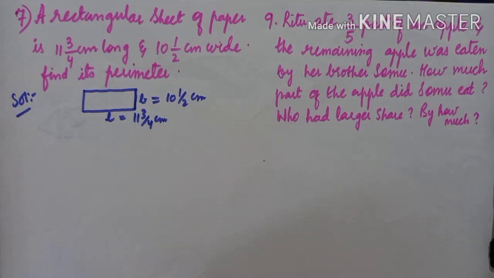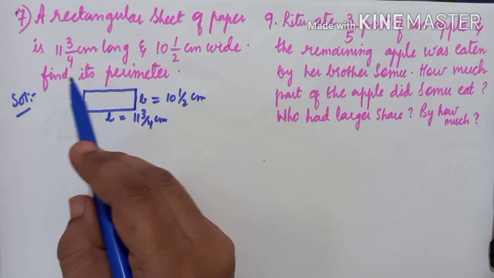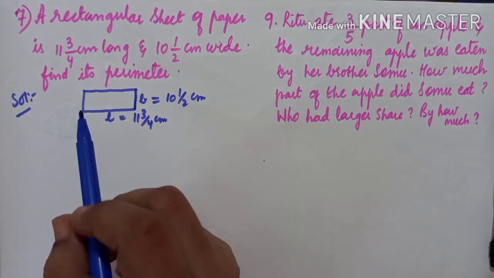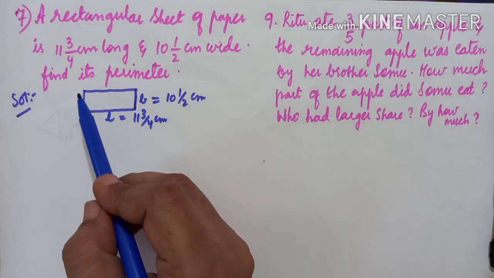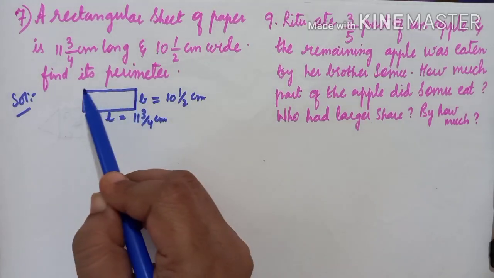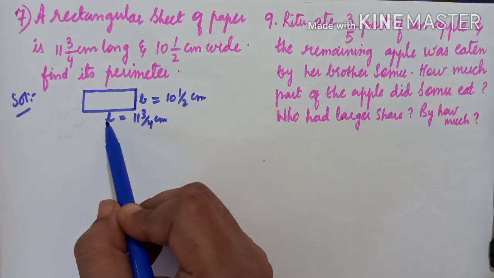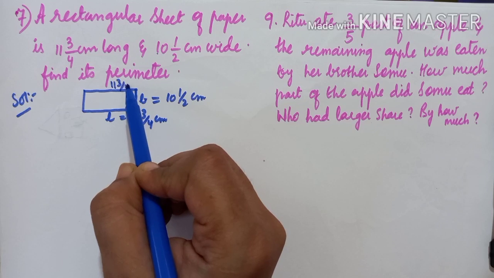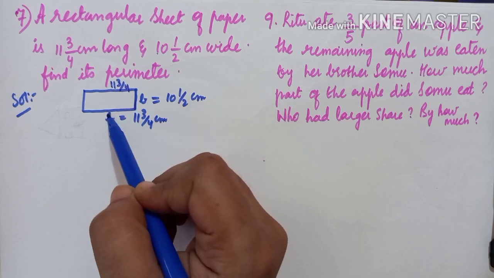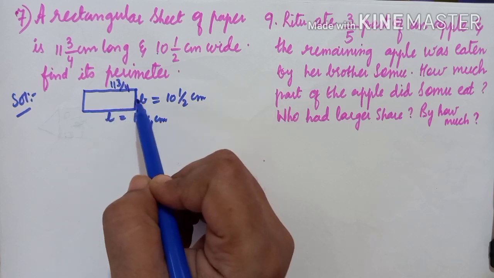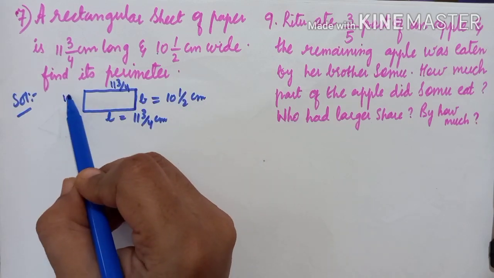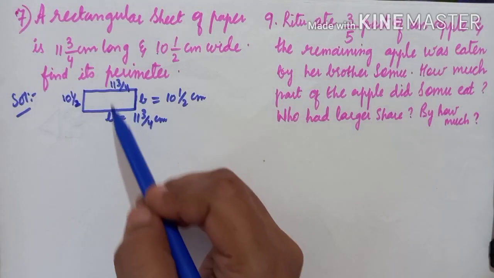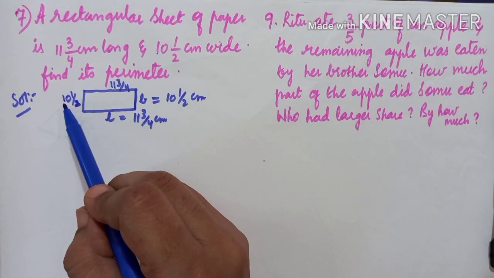So here you need to calculate its perimeter. Actually what is perimeter? Perimeter is nothing but the sum of length of all the sides. Here this is length, 11 3/4, and obviously this is also 11 3/4, because opposite sides are equal in a rectangle, as you all know very well. Now this breadth is 10 1/2, so opposite to it will be 10 and half. So these two are 11 3/4, 11 3/4, and these are 10 and half, 10 and half.